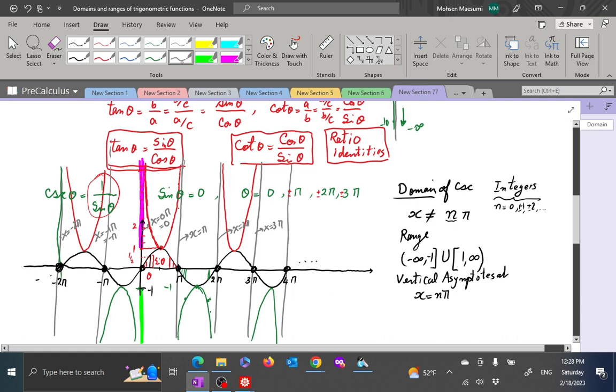Then you have to repeat this thing for all these 4 functions. What is the clue? The clue is that everything depends on what is in the denominator.